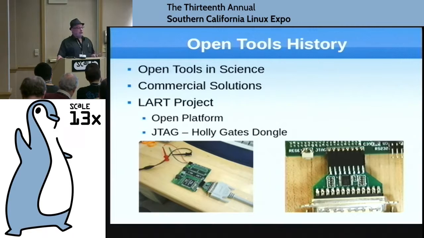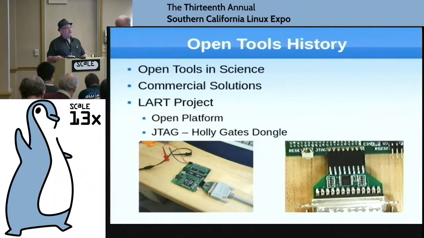One of the very first things that they found was they needed some way to get the bootloader on the flash inside this open platform. And they went out and looked, and sure enough, there's a methodology called JTAG that allows you to put some images into the flash to get started. But the JTAG devices that were available to them cost tens of thousands of dollars at the time. So they came up with a parallel port JTAG dongle, affectionately known as the Holly Gates dongle.